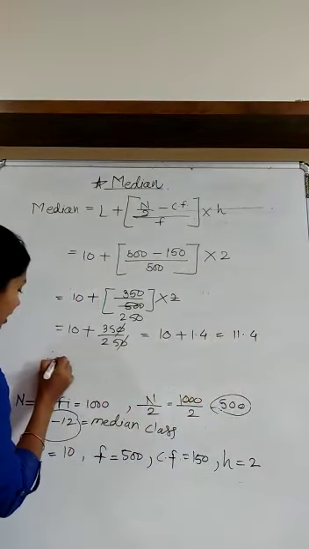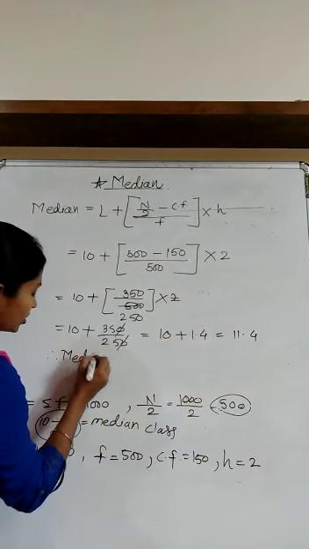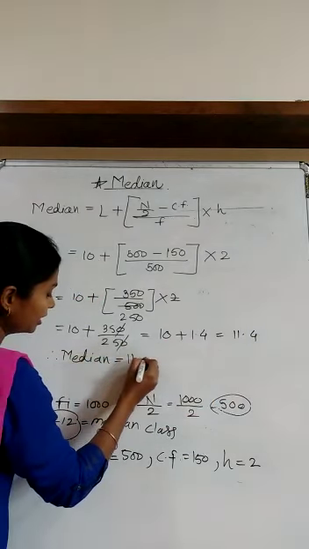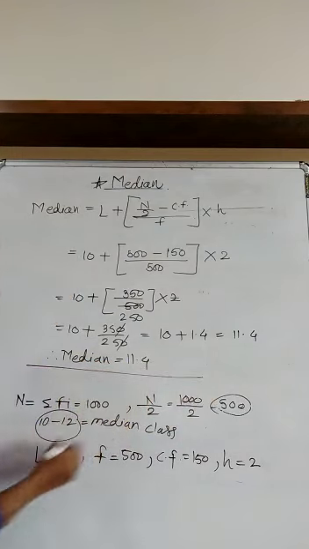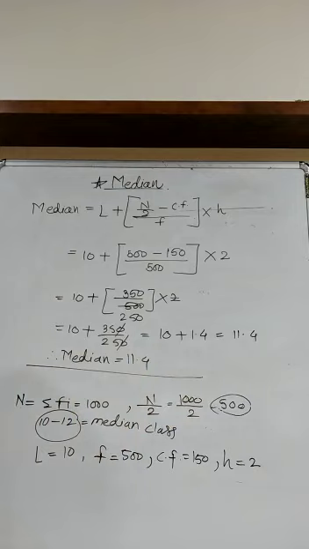And in this way, hence the median of this observation is 11.4. I hope you get the median part, and whatever doubts there will be, we are going to clear them in the next Zoom meeting. Thank you.